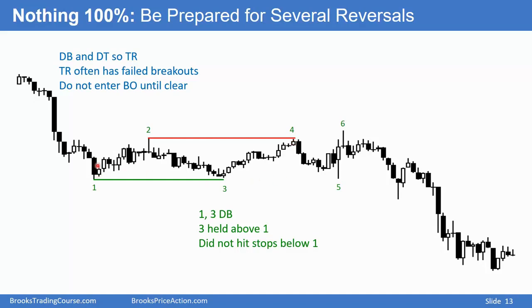The bulls who bought above here and held long, their stop did not get hit. Bar 3 did not fall below that low. Double top here, and traders who sold here, if they put their stop here, that also did not get hit. This high did not go above that high. So at this point, the bulls theoretically can still be long, and the bears can be short.